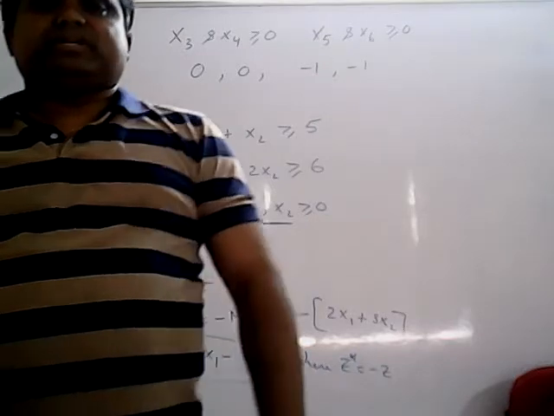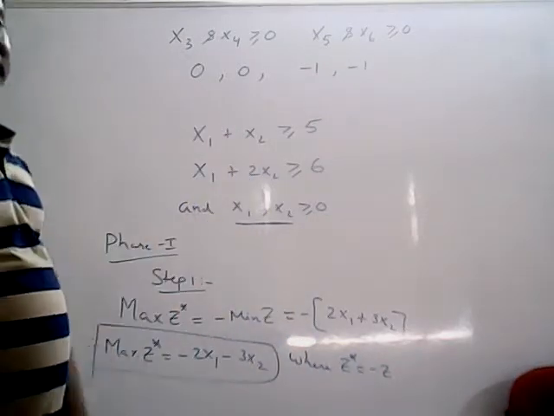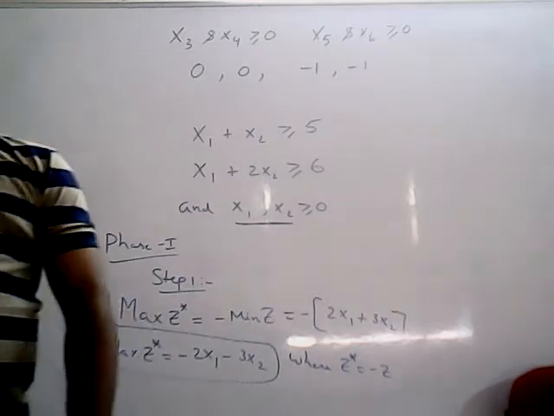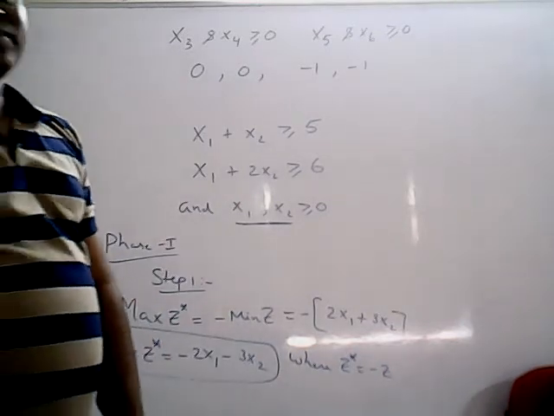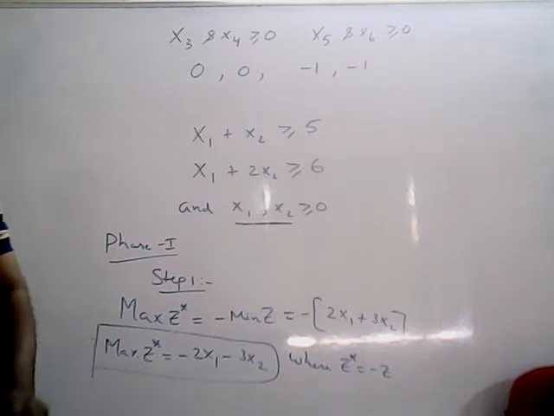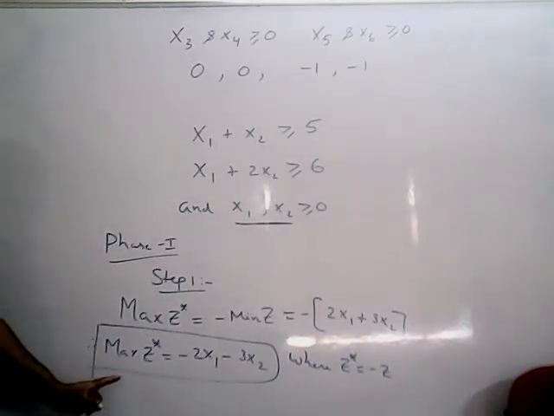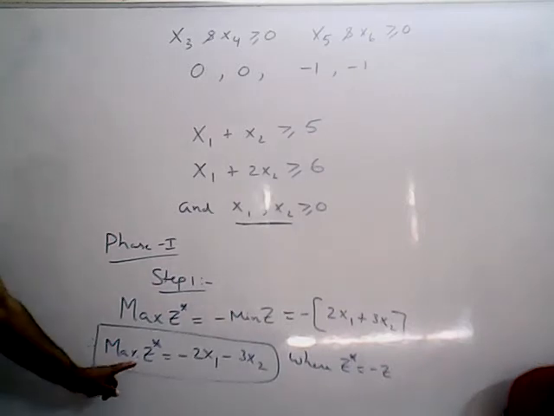-1 respectively in the objective function. Then we get, actually, what is the objective function? Now this is your objective function. Max function type is your objective function.